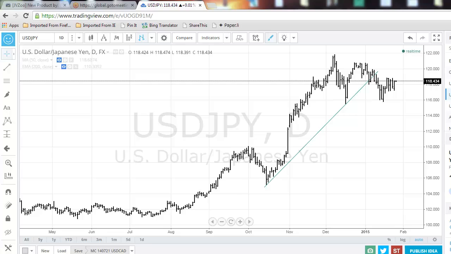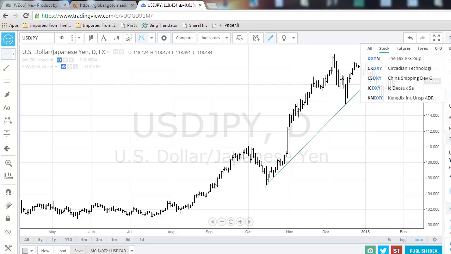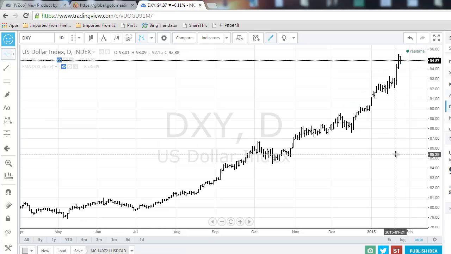Currently the chart we've got is US dollar yen. It's a daily chart and we can see it's moved up quite strongly and showing some resistance at the top. But I'm going to answer the question generically by looking at the dollar index. So here we have the dollar index. It's a daily chart and it goes out to April of last year.